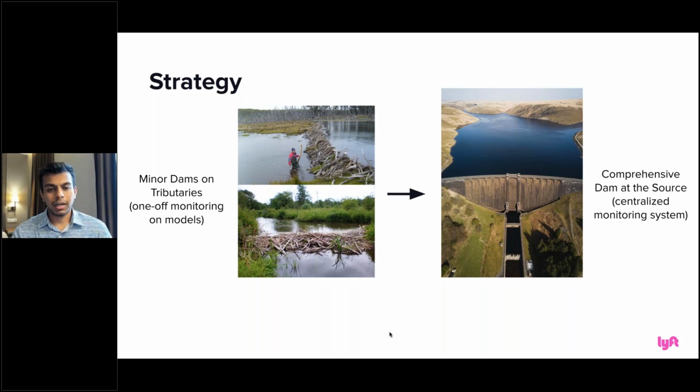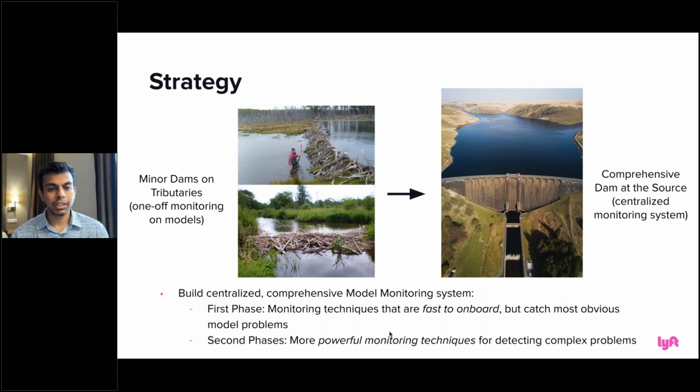And so we had a two-phased approach, where the first phase would be building monitoring techniques that are fast to onboard, but catch the most obvious model problems. So we wanted to have good, impactful wins, which did not take too much time in onboarding the hundreds of models that we have. That was the first phase. In the second phase, we wanted to focus on the more powerful monitoring techniques for detecting complex problems, complex problems being some of the distribution changes that can affect model performance.